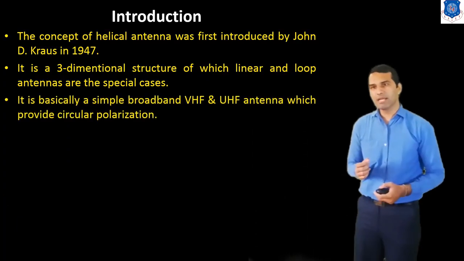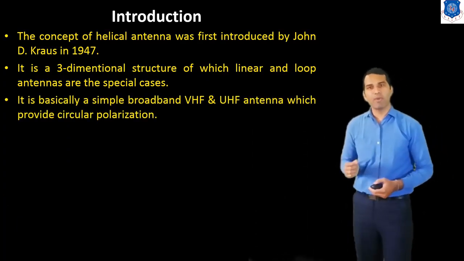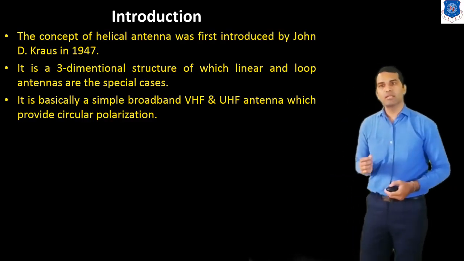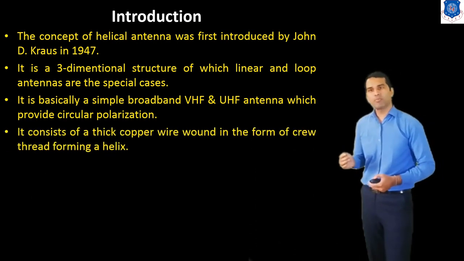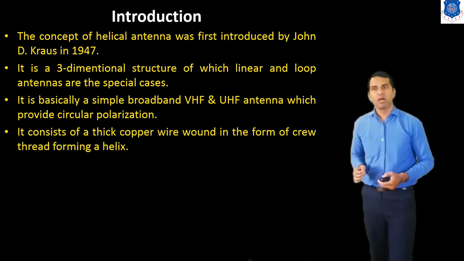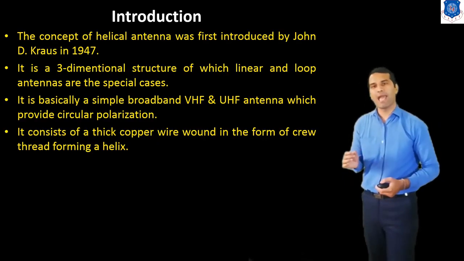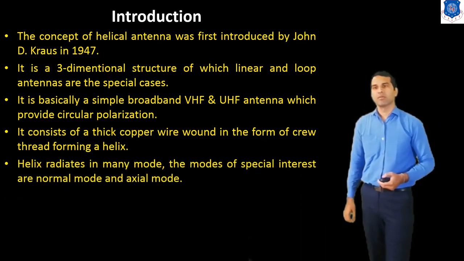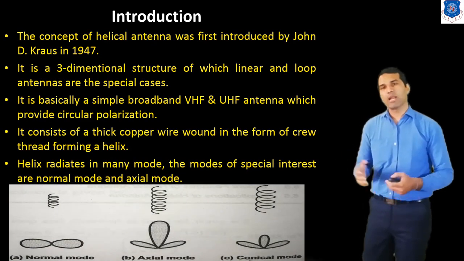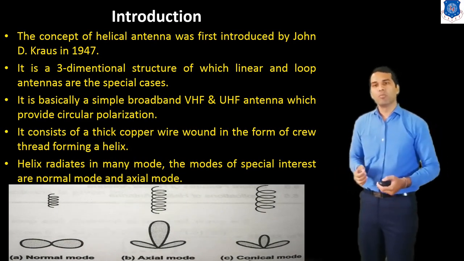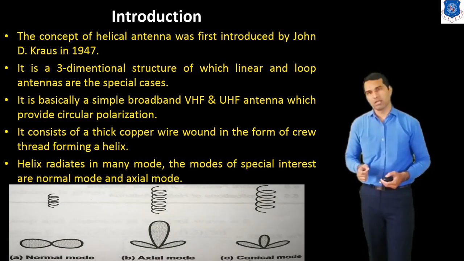It is basically a simple broadband VHF and UHF antenna which provides circular polarization. It consists of thick copper wire wound in the form of a screw thread forming a helix. The helix radiates in many modes. The modes of special interest are the normal mode and the axial mode.